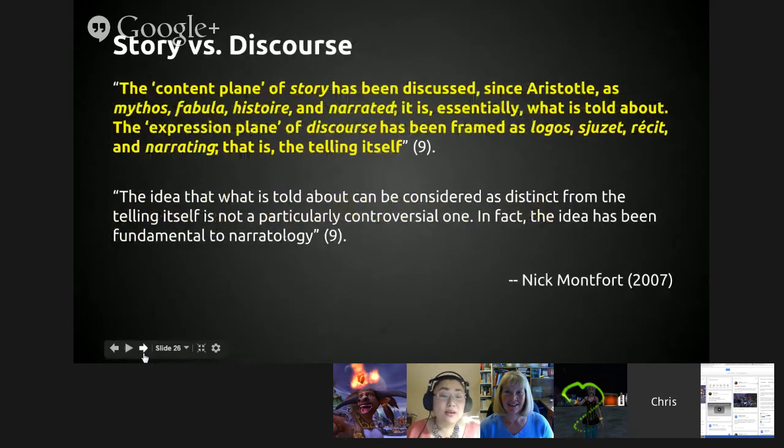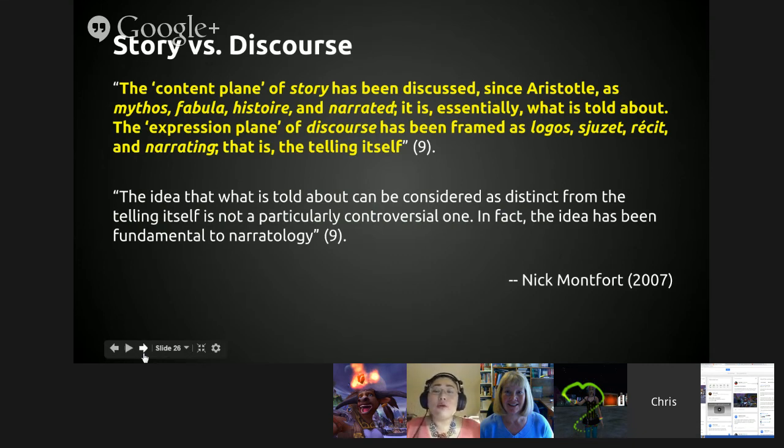All right. Okay. Now, here's where you go. Ow, this really hurts. But when you talk about a narrative, there are actually layers inside a narrative, and there is a difference between story versus discourse. So he explains, here's his terminology. The content plane of story has been discussed since Aristotle as mythos, fabula, histoire, and narrative. It is essentially what is told about, okay, what is told about. So what exactly is the content or the event you're trying to talk about? The expression plane of discourse has been framed as logos, sujet, récit, and narrating, that is, the telling itself.